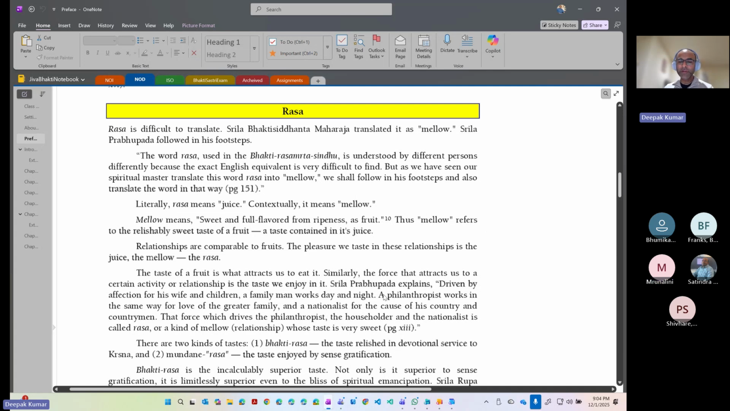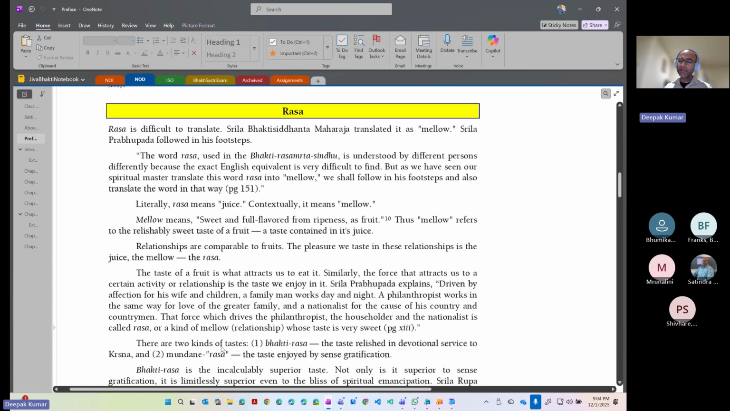So see, this is very important. I like this sentence. A philanthropist works in the same way for the love of the greater family, and the nationalist for the cause of his country and countrymen. That force which drives the philanthropist, the householder, and the nationalist is called rasa.